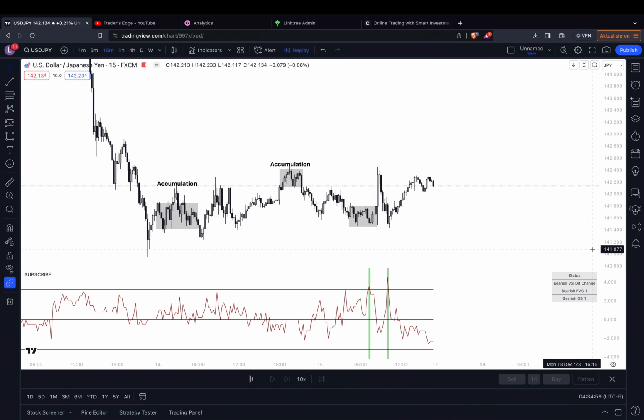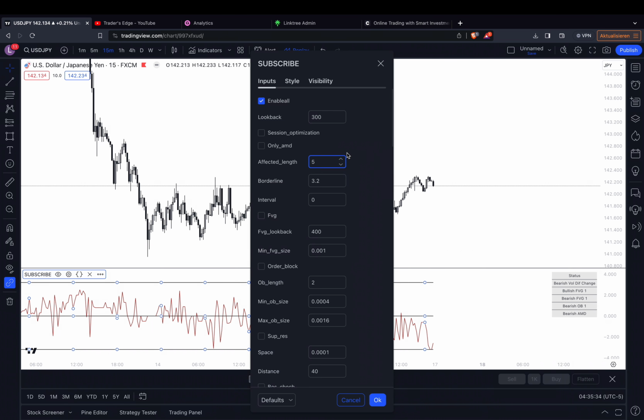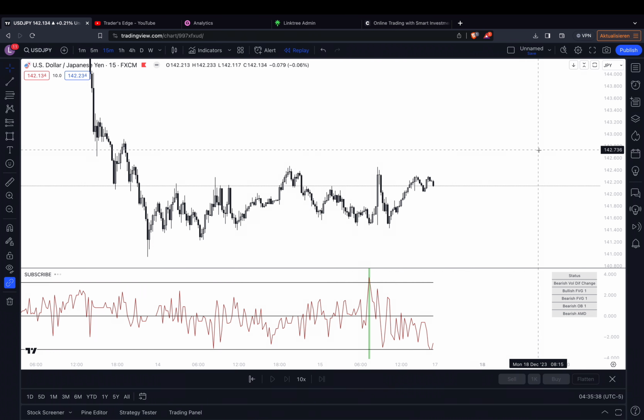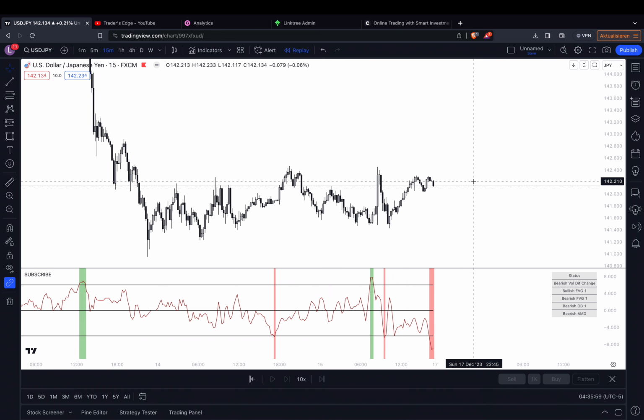Watch my video on the AMD concept that explains it in more detail. Last but not least, we got the affected length, which will just add the signals of the previous bars to the current signal. This might also get you some interesting results.